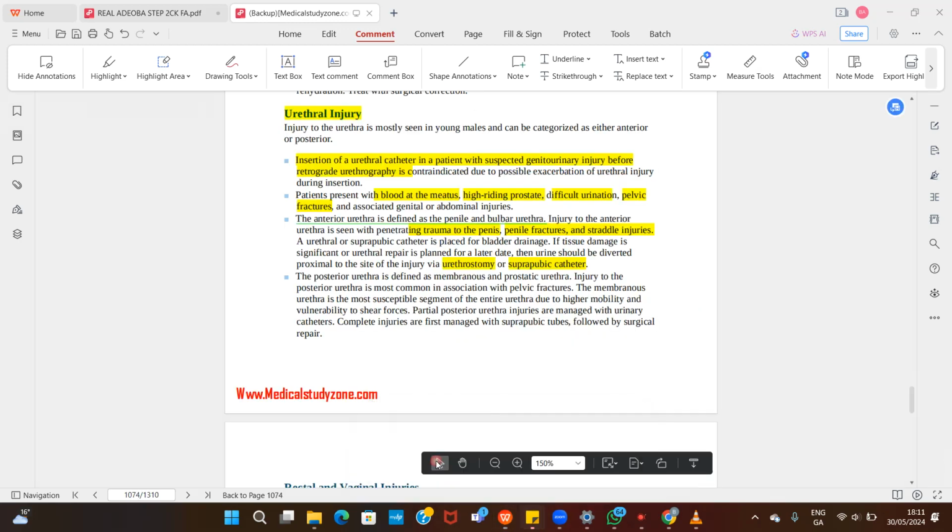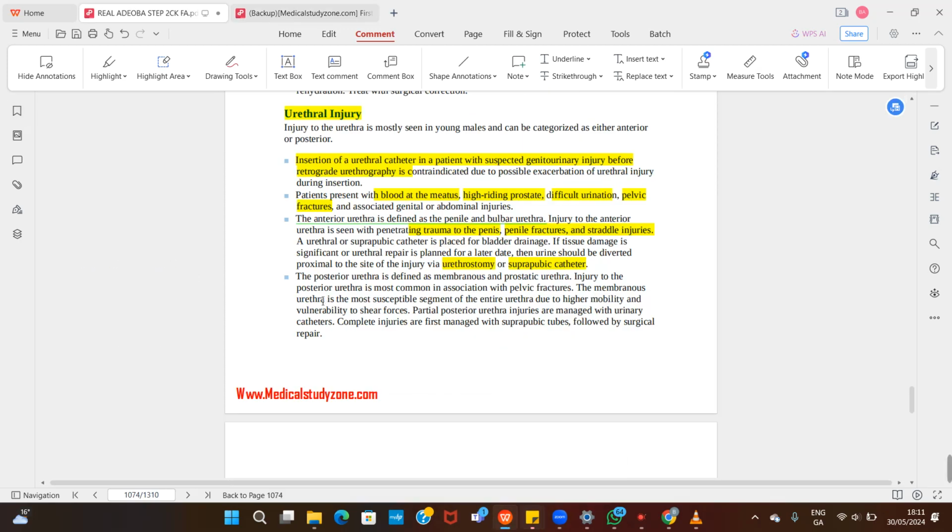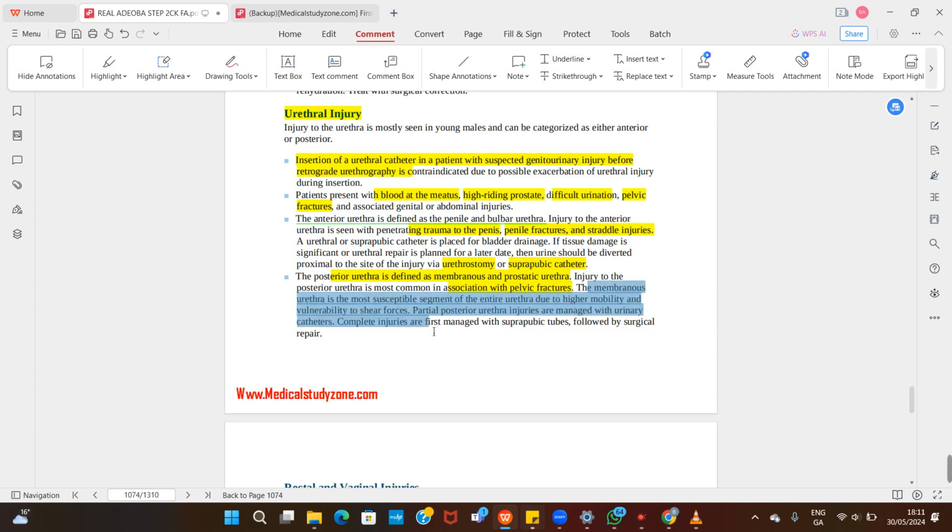The same thing happens for the posterior urethra. Posterior urethral injury is majorly due to injury involving the membranous and prostatic urethra. We have said that, and that's usually very common in people that experience pelvic fractures. The membranous urethra is the most susceptible segment of the entire urethra due to its higher mobility. It has limited ligamentous attachment, so it's very, very mobile. It can easily move from one part to another, and it can shear off easily.